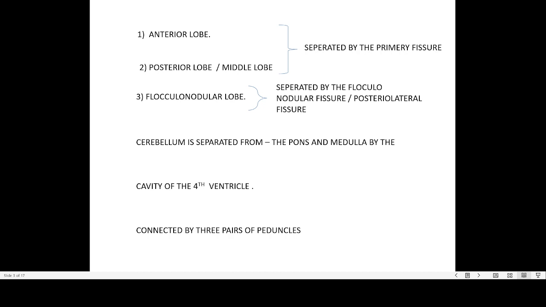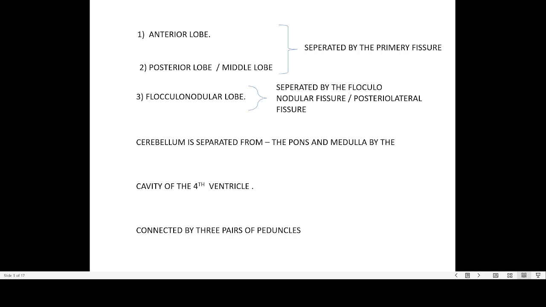The cerebellum is separated from the pons and medulla by a cavity, the fourth ventricle. The fourth ventricle is a space that lies between the pons and medulla anteriorly and the cerebellum posteriorly. That cavity is called the fourth ventricle.